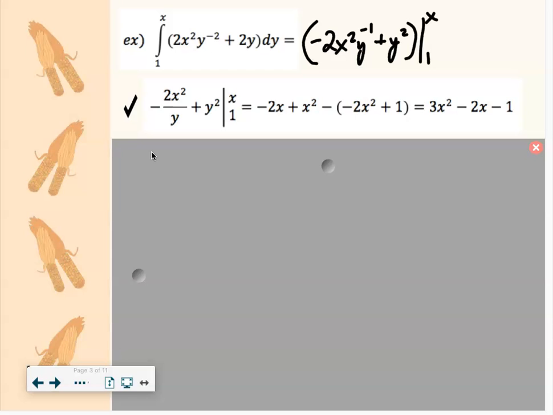Oh, you know what it is? So when you are integrating, plug in. That's it. Okay, any questions on this?